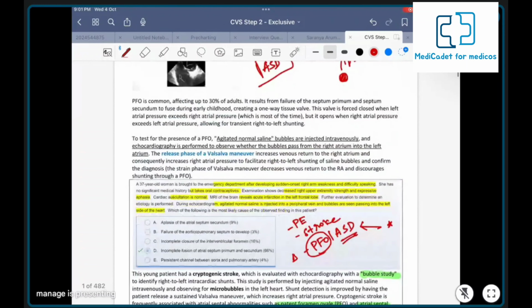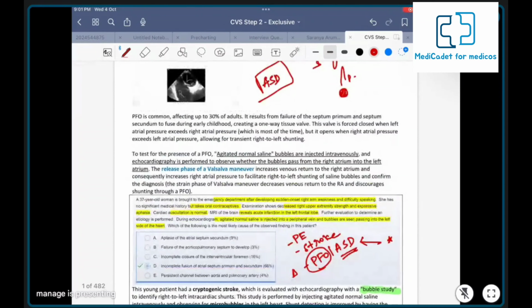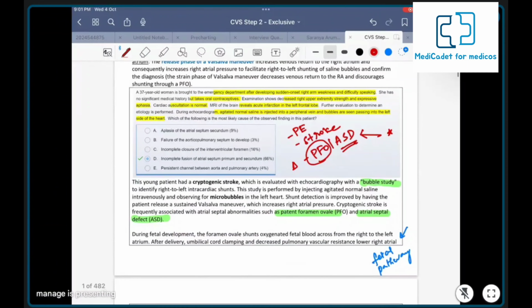So in a PFO question, it's mostly going to be a normal patient, just like this patient. So we have three components in questions like this. They will have a pulmonary embolism component, or sometimes it could be a hypercoagulability component, and the second component is the stroke component, and the third one mostly will be the answer, which will be either PFO or ASD.